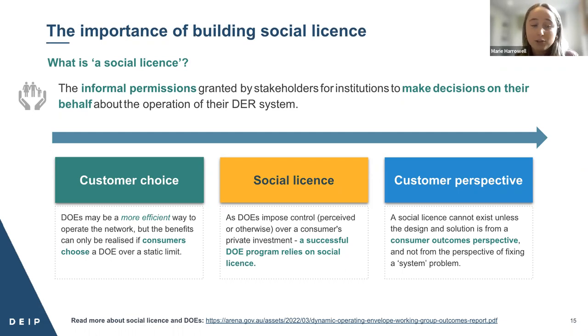So why is establishing this trust and social license so important to a DOE program? DOEs may represent a more efficient way to manage the network, but realizing their benefits will actually require consumers to choose a DOE over a static limit. With little consumer buy-in into a DOE program, the overall benefits might be limited. And without that social license and trust, consumers could just perceive a DOE as a type of control over their investment, which they bought with specific expectations and intentions on how it would perform.